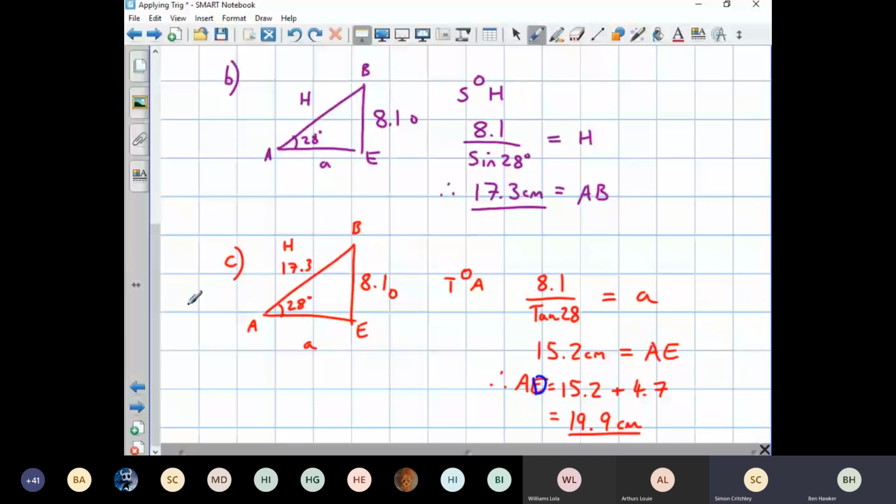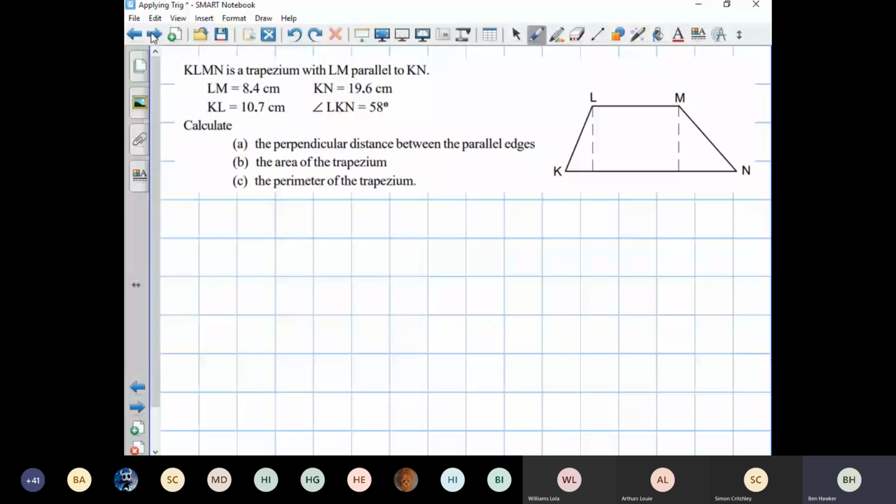Okay, right, I've got two more questions, so I'm moving slightly quicker. Right, so KLMN is a trapezium with LM parallel to KN. So we've got all the information here. Calculate the perpendicular distance between the parallel edges. So essentially what that means is this distance here. Okay, so we've got our parallel edges and we are really finding the height of the trapezium.